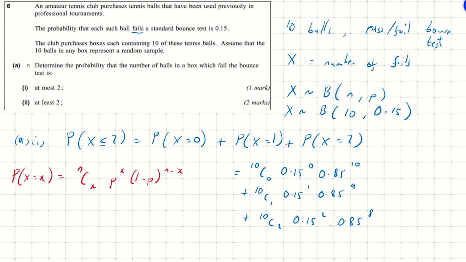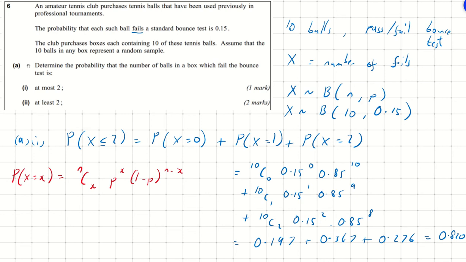And if you work out these numbers, we get 0.197 plus 0.347 plus 0.276, which is 0.820. So the probability of at most 2 balls failing the bounce test is 0.820.